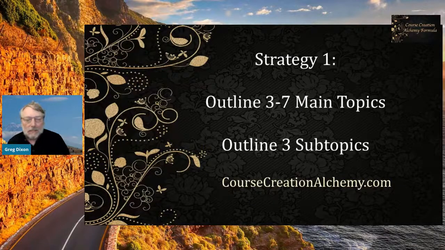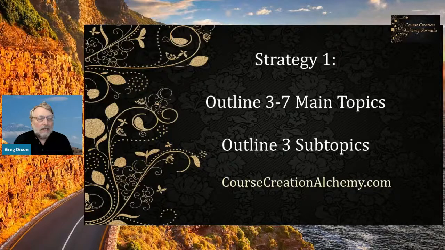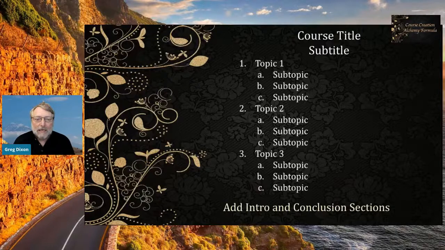So this is a strategy here. This is a fairly common strategy. Outline 3 to 7 main topics for your course, and then outline 3 subtopics, and in many cases, that is all you need to do. And this is what it looks like here. You come up with a course title, subtitle. All these will take considerable brainstorming, perhaps, but this is the way it is.